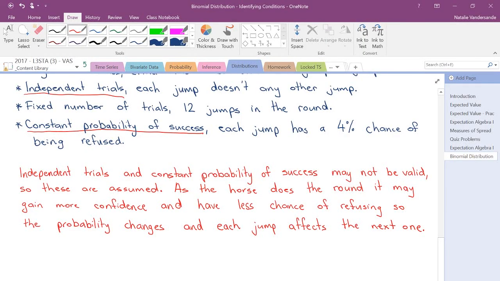So there we go. 2 questions showing you how to identify binomial conditions and link these to the context of the question.